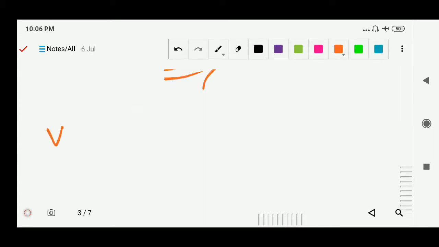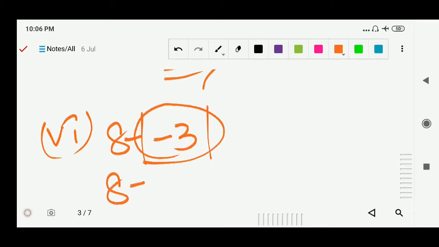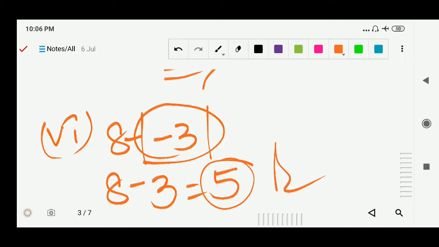Question number 8, sorry, here is the minus 3. So what can you do? 8 minus, and this value we will take out from the mod, it will be 3. So 8 minus 3 equals 5. This is your answer. So likewise you can solve up to question number 17. So this is your homework exercise 3A. Okay, thank you.